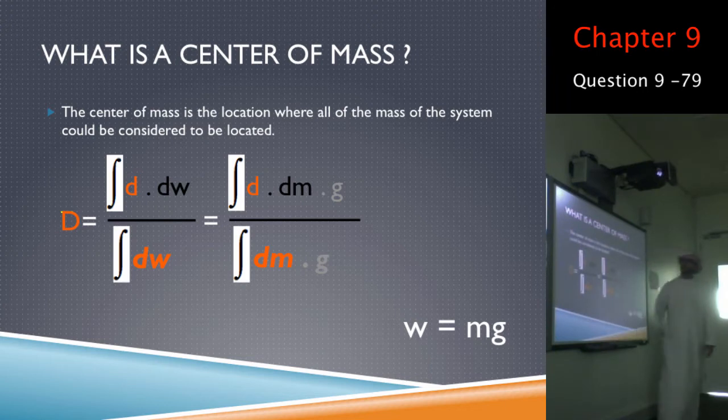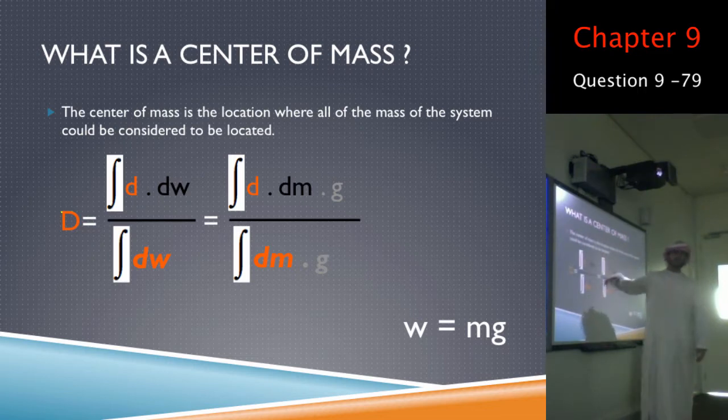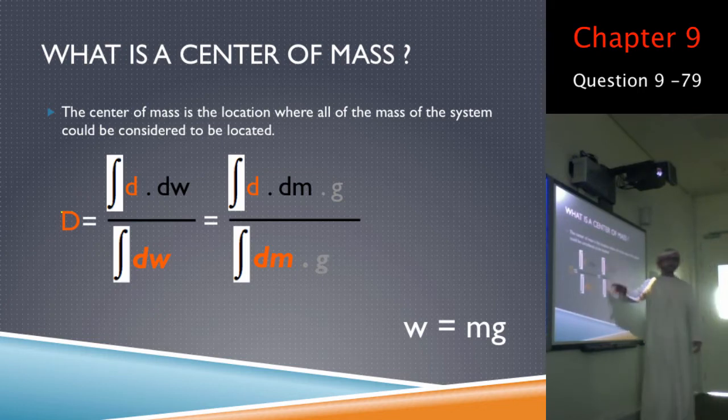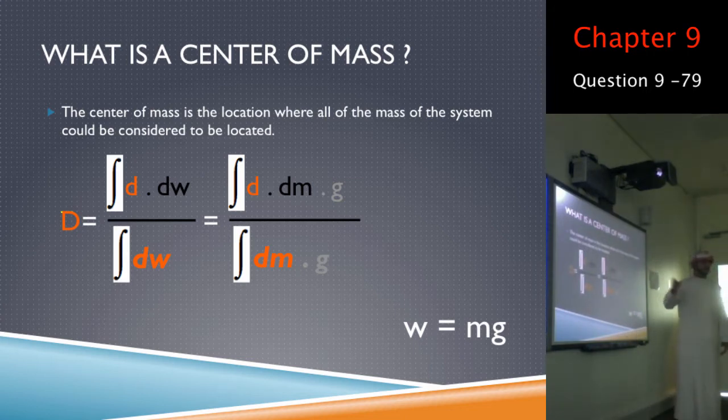And we have this rule. Actually, this rule is the center of gravity. And since we know the weight equals mass multiplied by gravity, we will have this rule. And since the gravity is constant, we can cancel it. And we all know the integration means the summation, so we can use the summation instead of integration.